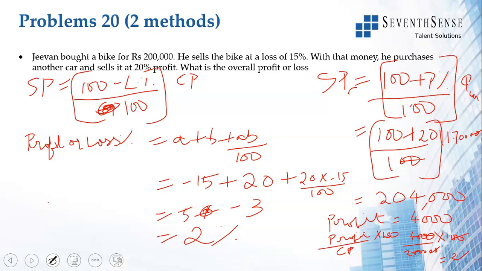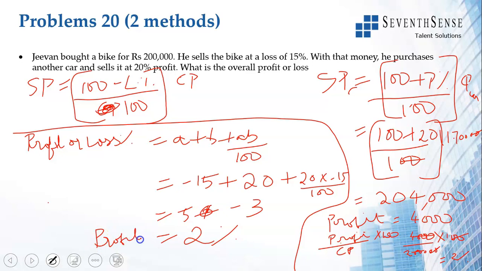Again, I repeat, if there is a discount or a loss and then there is a profit, the overall profit or loss percent is calculated as A plus B plus AB by 100. So this is the shortcut method. We figured out the answer is 2%. We'll verify that here. And when there is a loss, the sign changes. Here A is minus 15 because it's a loss. B is plus 20 because it's a profit. And overall you get the answer is 2. And because it is plus, it is not a loss, it is a profit. This is for a profit and loss percentage as a shortcut.